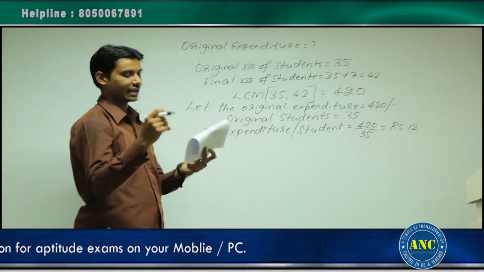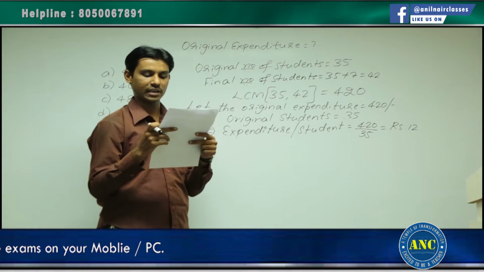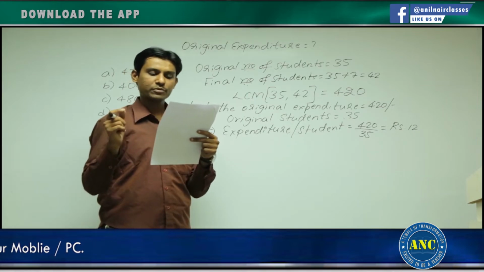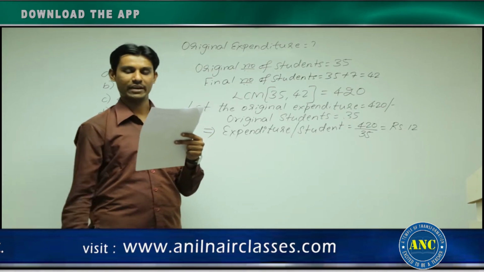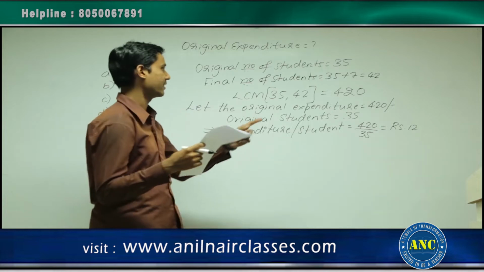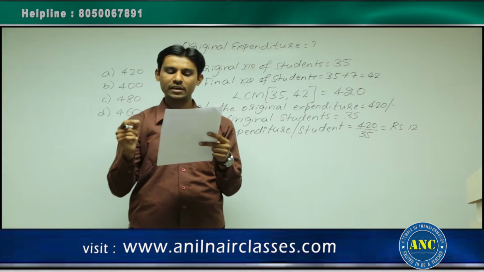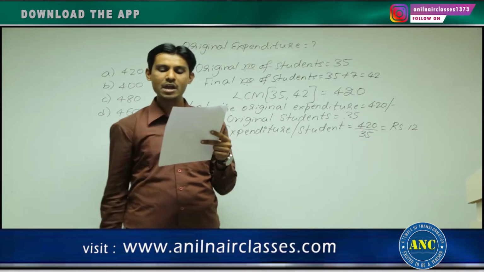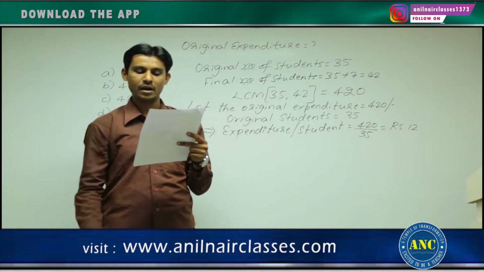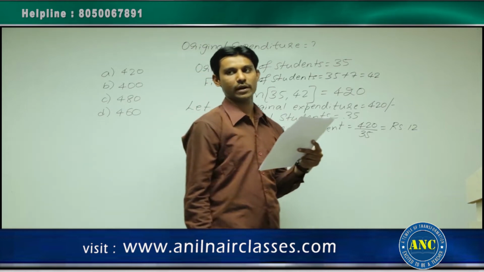Now if you observe, the second statement says if the number of students is increased by 7, that means if it becomes 42 students, the expenses of the mess increases by 42 rupees per day, while the average expenditure per head diminishes by 1 rupee.